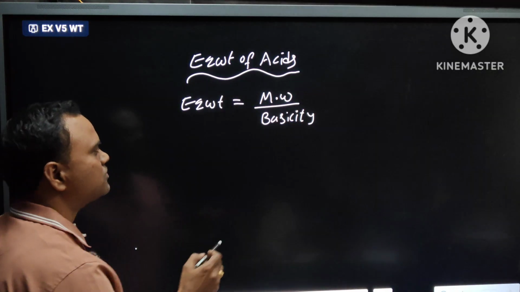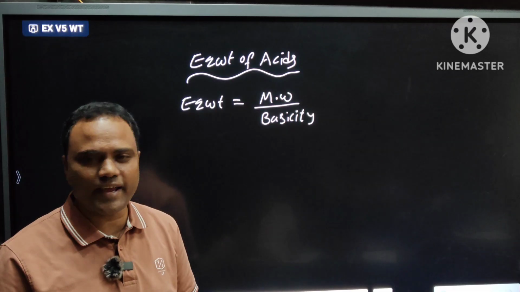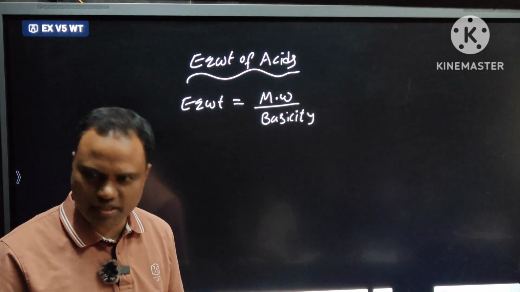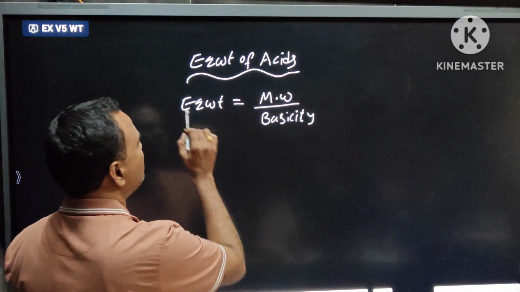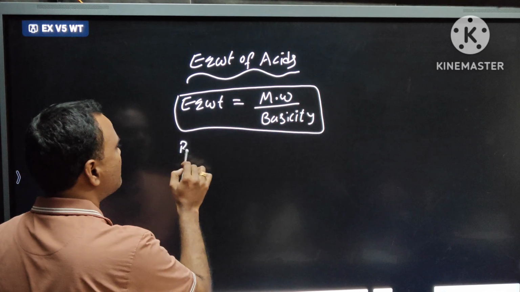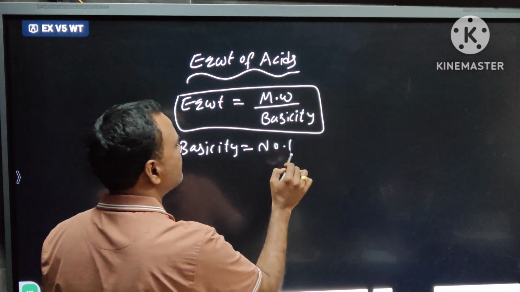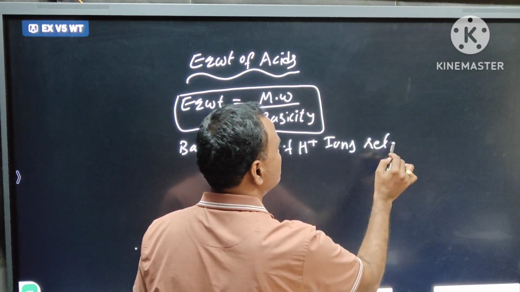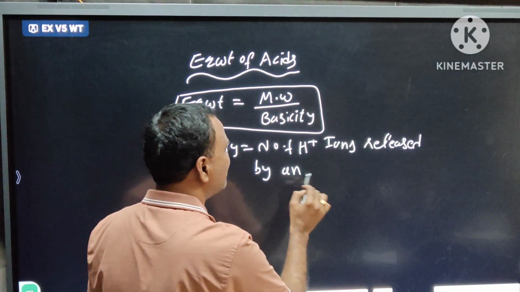Basicity is nothing but the number of H plus ions released by an acid. Number of H plus ions released by an acid. Heading is equivalent weight of acids. So equivalent weight of acid is equal to molecular weight of acid by basicity. Right? Basicity is equal to the number of H plus ions released by an acid.